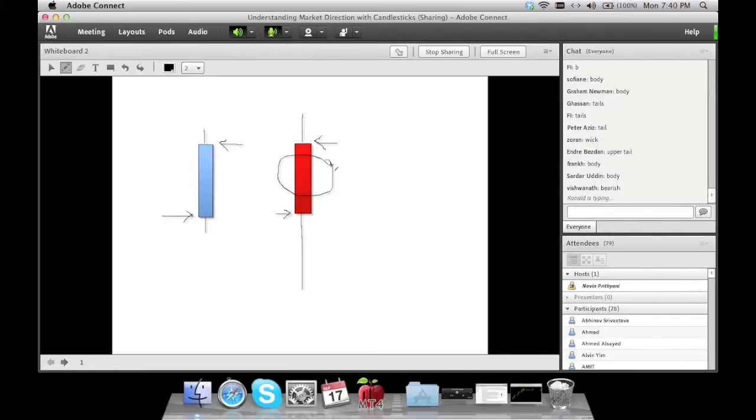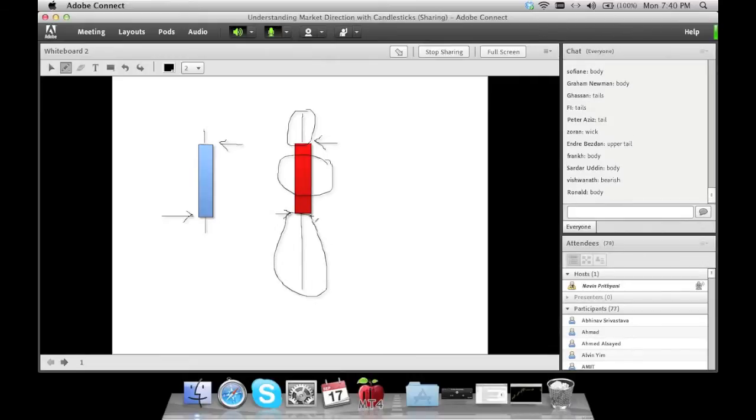Okay, good. Body. Also, this is the highest point the market has gone to, and this is the lowest point the market has gone to. Now these tails or wicks that come out, they always tell a story. It gives you an indication of pressure in the market, but we'll get into that much later. Right now we've got the basics down.